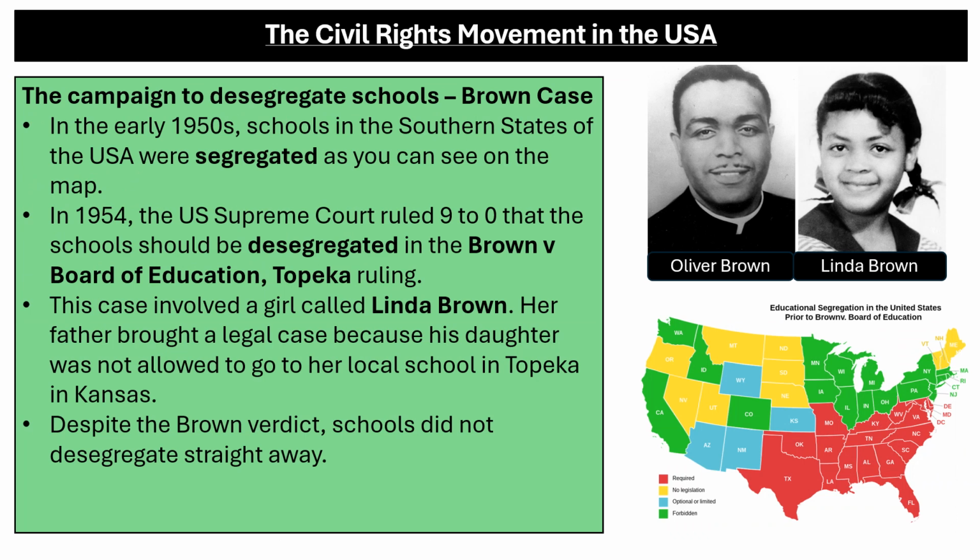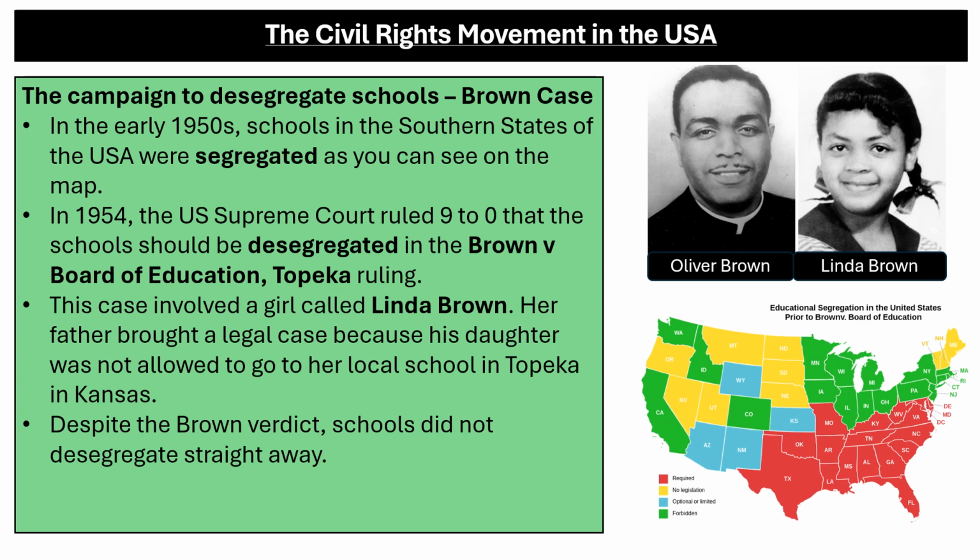So after the Second World War, and this had happened in the years before, schools in the southern states of the USA were segregated. As you can see on this map, you can see those states in the south, like Texas, Louisiana, Mississippi, Alabama, Georgia, for example. They were segregated, which means there were separate schools for black children and white children.